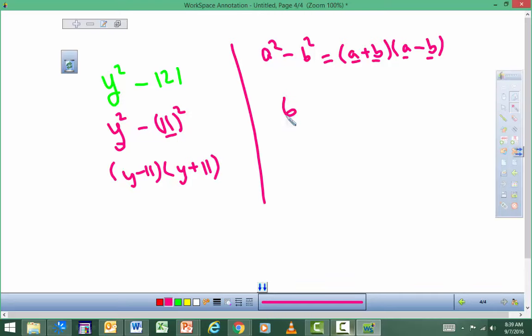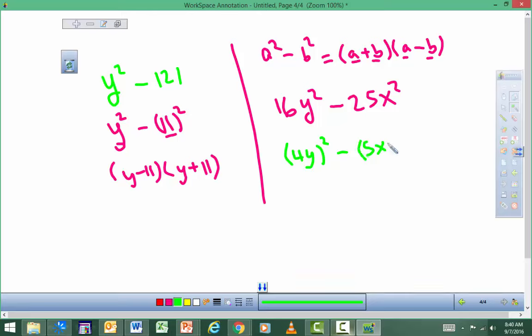Let's say we have like 16y squared minus 25x squared. When we're factoring this, you have to identify what the a and b's are. So here's a little intermediate step I recommend doing. I recommend rewriting this as the quantity 4y, squared, minus the quantity 5x, squared. And now you can identify quickly what the a and b are.